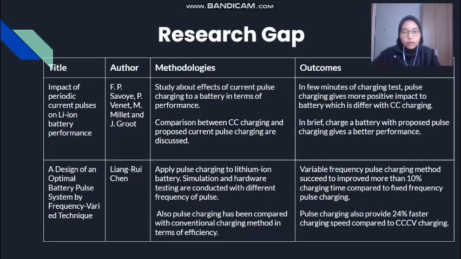The outcome of this paper: the variable frequency pulse charging method succeeded in improving charging time by more than 10% compared to the fixed frequency pulse charging. And pulse charging also provides 24% faster charging speed compared to CCCV charging.